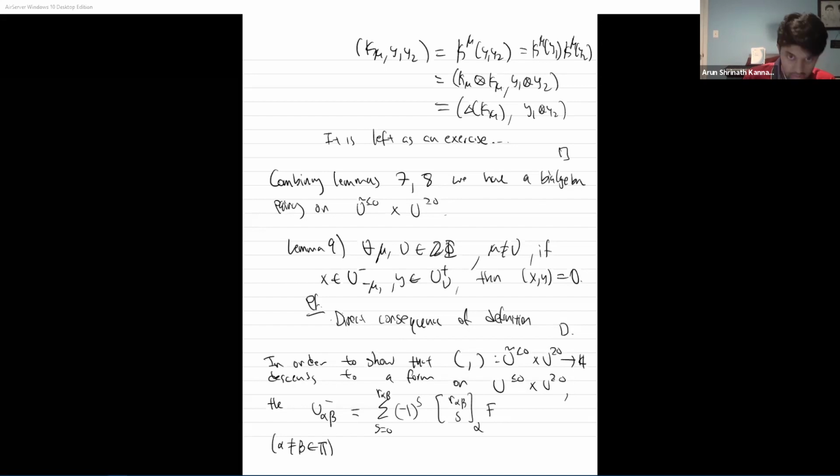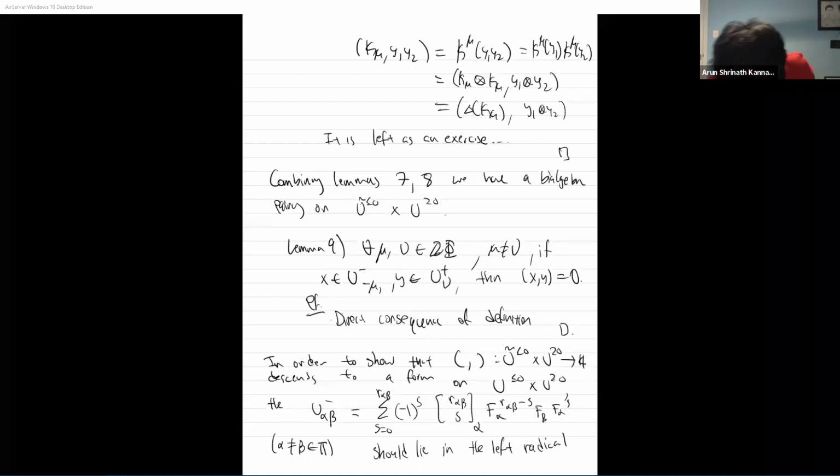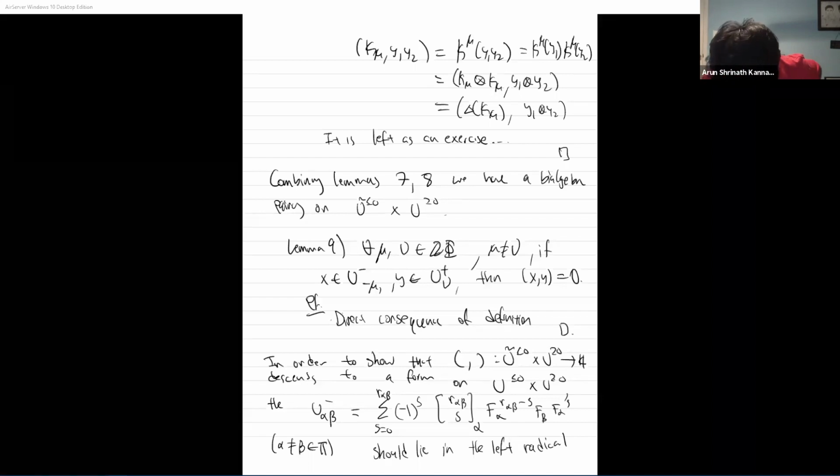So we talked about this last time, so I'm not going to explicitly recall what exactly all these notations are. It's not too important. But the point is that these elements should lie in the left radical. Then we're free to take whatever preimage in U tilde, and the form is well defined on U less than or equal to 0.